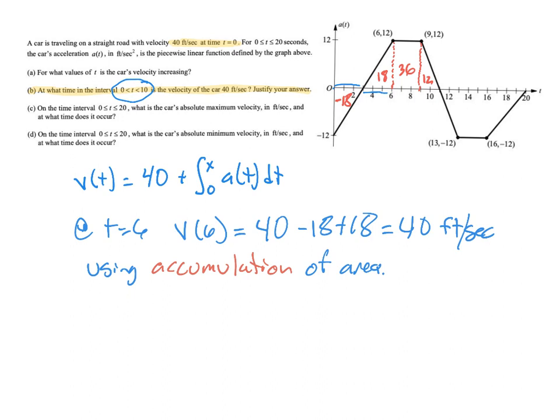Okay, just going to double check and make sure I completed this. As we move forward past 6, all we're doing is adding more area, more positive area. So there's no place between 6 and 10 where we're going to get back to 40 again. T equals 6 is the only place where that's going to happen. So in terms of answering this question, at what time does it happen? It happens at t equals 6 seconds. I guess I should write 6 seconds.